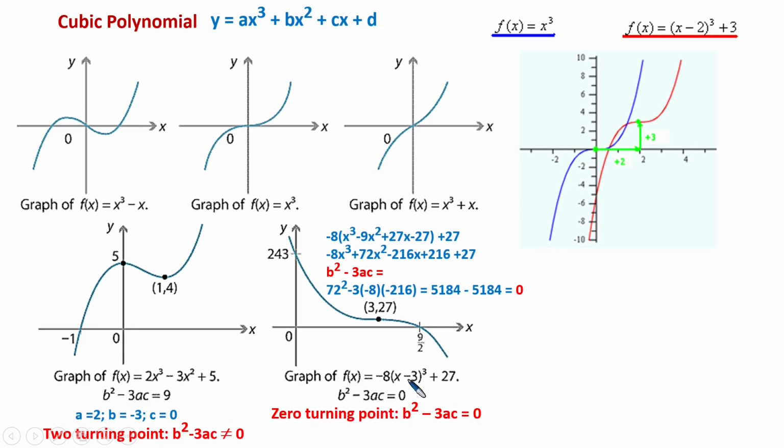Here I have shown this one expanded, and I have put b square minus 3ac here. Just freeze it and see. So this is equal to 0, so this has 0 turning points. We will put all this in one table.